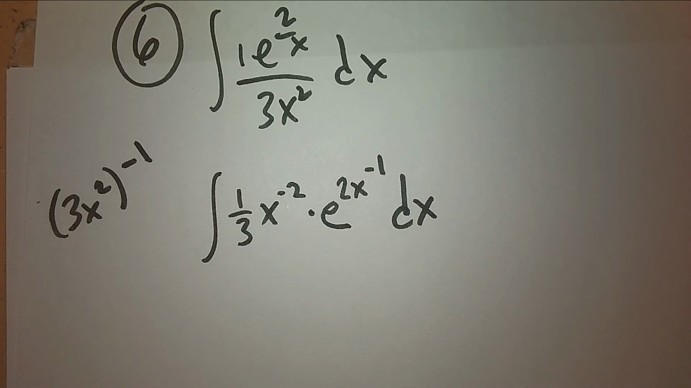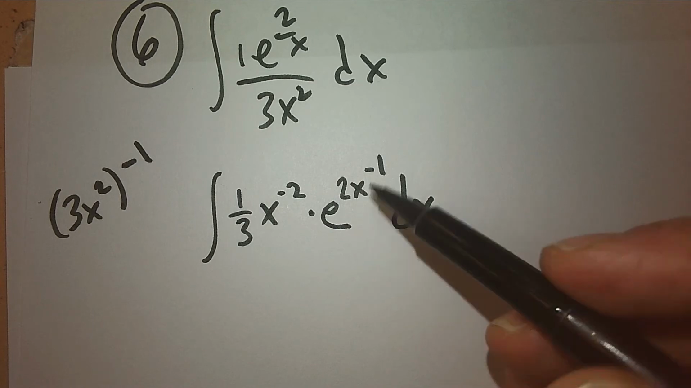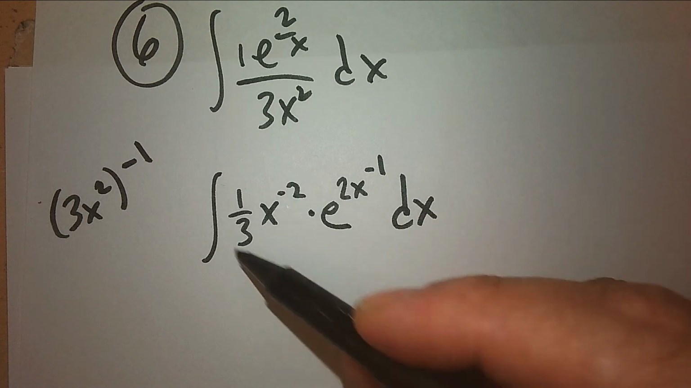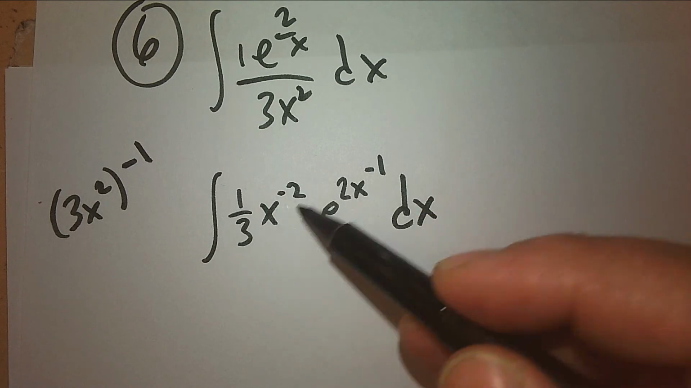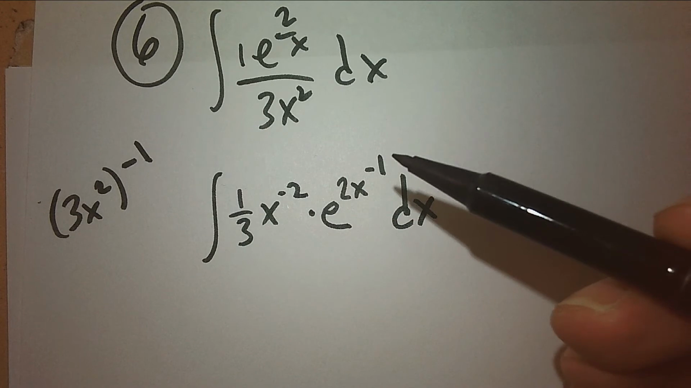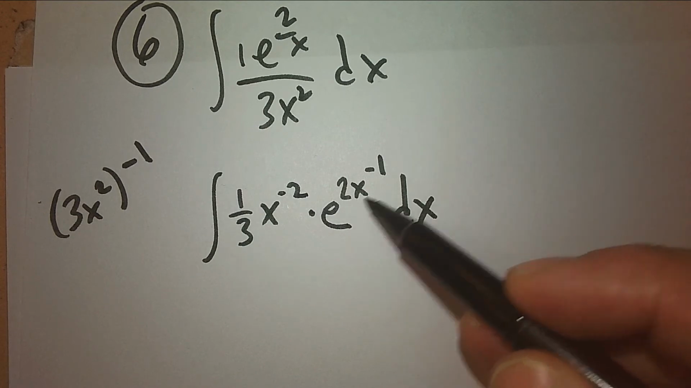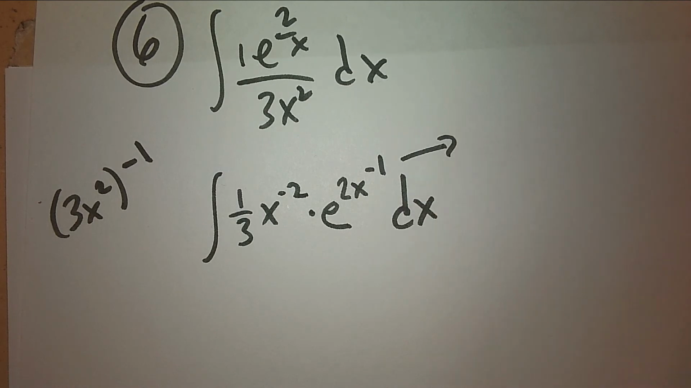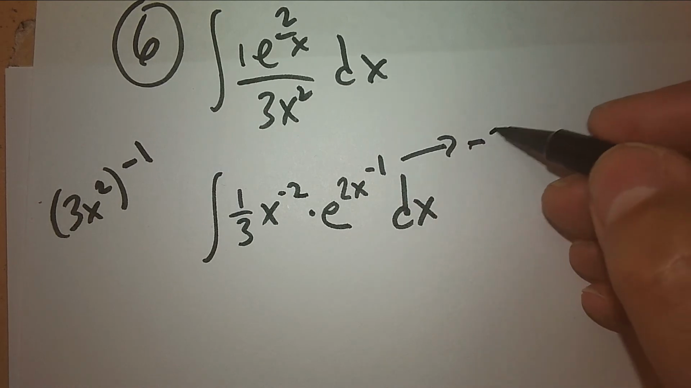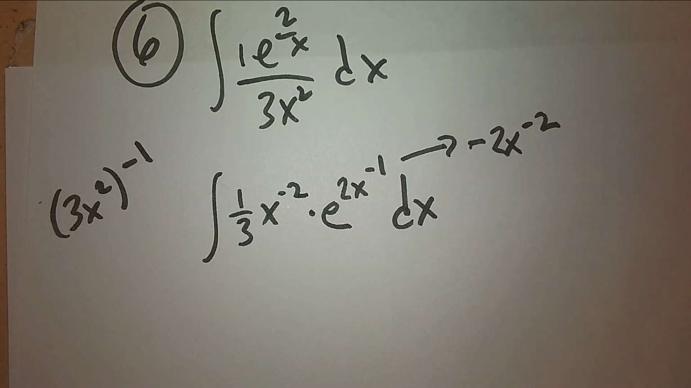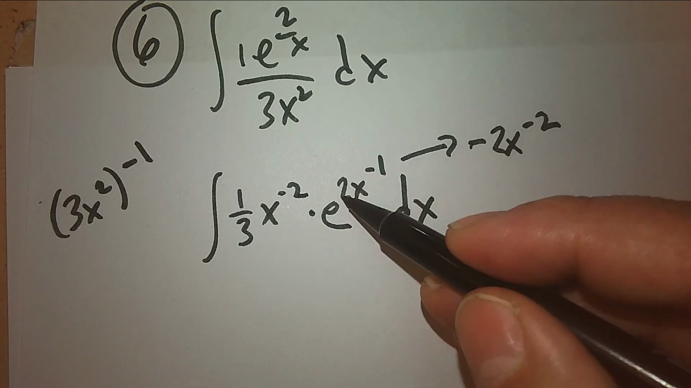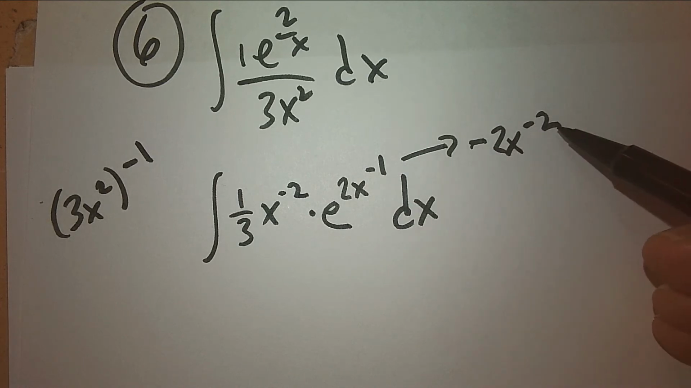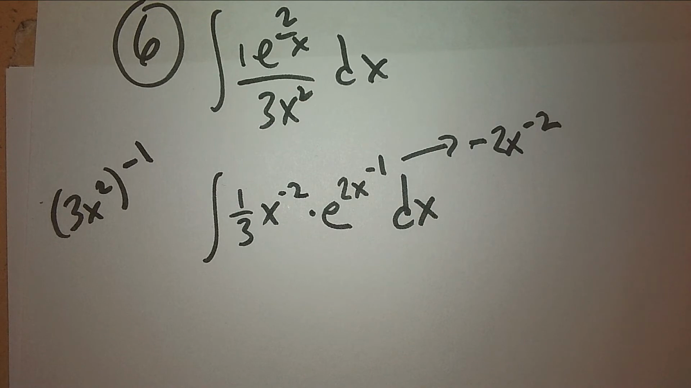All right, let's do this. What is the derivative of 2x to the negative 1? X to the negative 2 is not an exponential because the variable is not in the exponent, right? It's negative 2 in the exponent. Start with the exponential. So what's the derivative of that right there? Negative 2x to the negative 2, correct? Negative 1 times 2 is negative 2. Subtract 1, and it's x to the negative 2, okay?